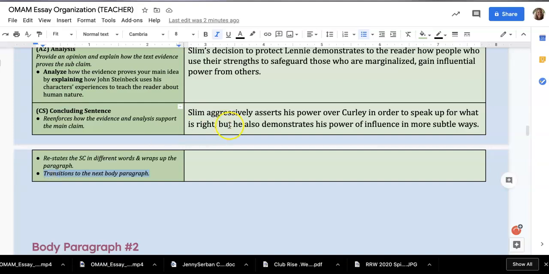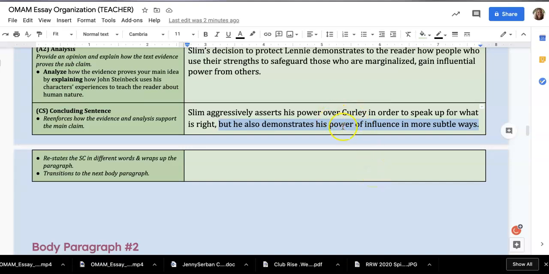I did it a little differently here, but then you need to have a part of it that transitions to the next body paragraph. So in the previous paragraph I said, Slim aggressively asserts his power over Curly in order to speak up for what is right. And that part really talks about how in this paragraph above, he is acting more assertively because he's angry and frustrated with Curly and defending himself. But when we go into the next body paragraph, it doesn't talk about that. It shows him using empathy and kindness. And so this one is more focused on his aggression and showing power aggressively. But the next body paragraph, this is the transition, is that he also demonstrates his power of influence in more subtle ways. And so you're going to see that in this next body paragraph.